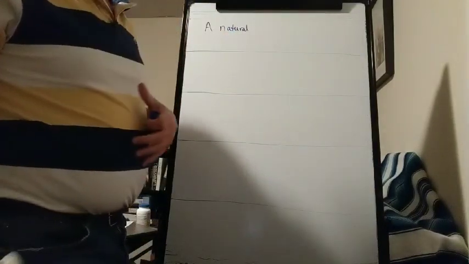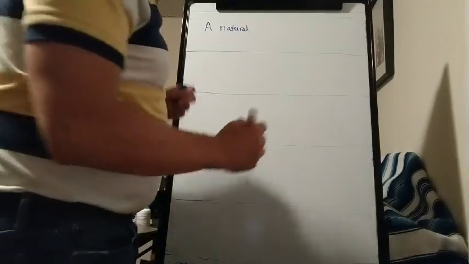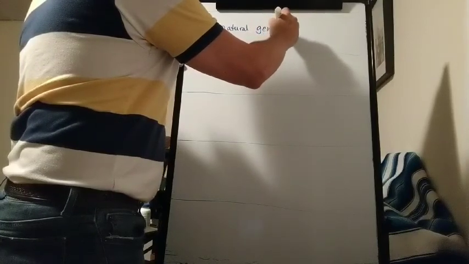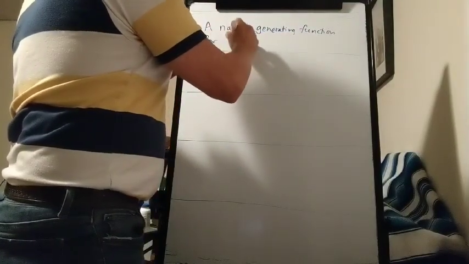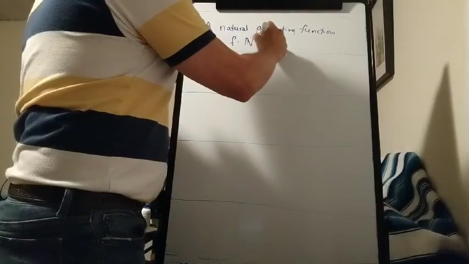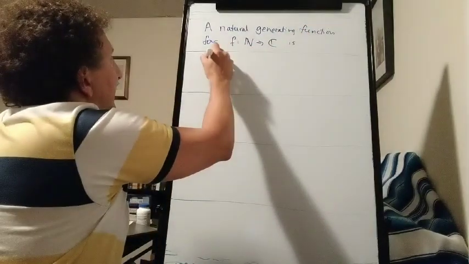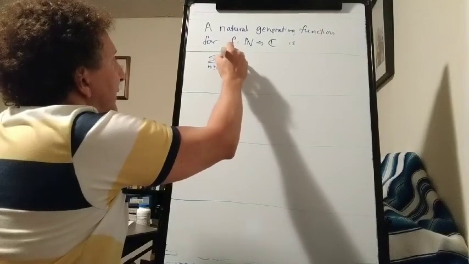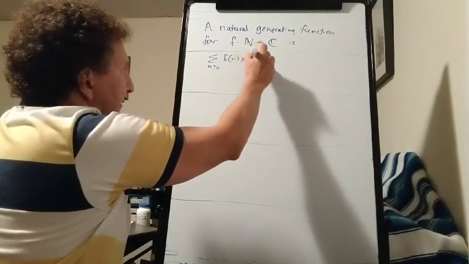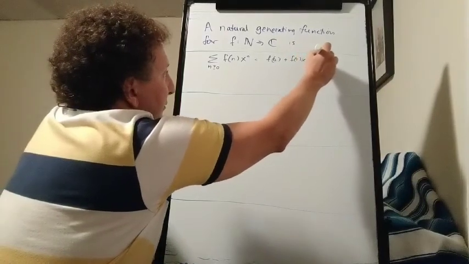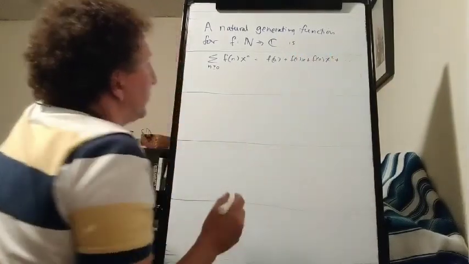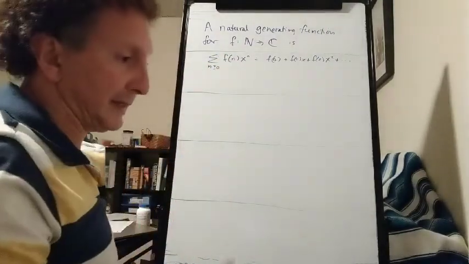First of all, let's think about generating functions as we normally think about them. A natural generating function for a function f from the natural numbers to anywhere, let's say the complex numbers, is the sum as n goes from 0 to infinity of f of n times x to the n. So f of 0 plus f of 1 x plus f of 2 x squared, etc. We put f of n next to x to the n just to have a place to hold it.